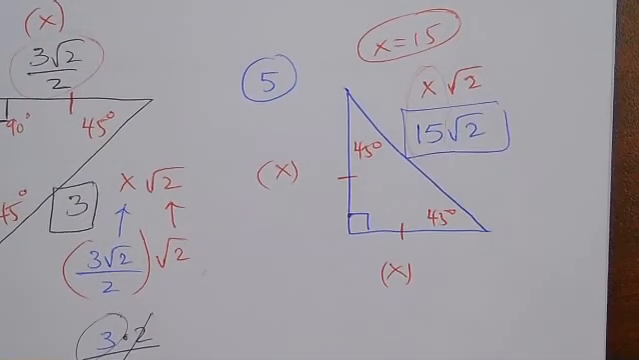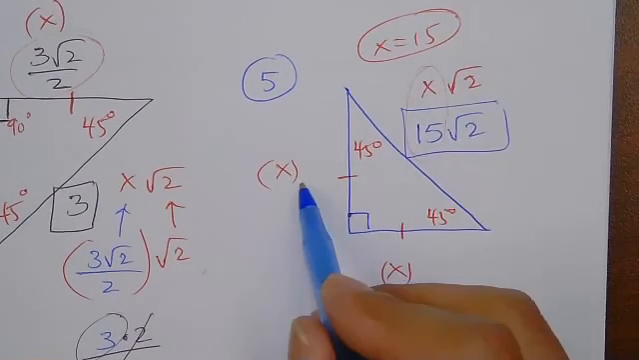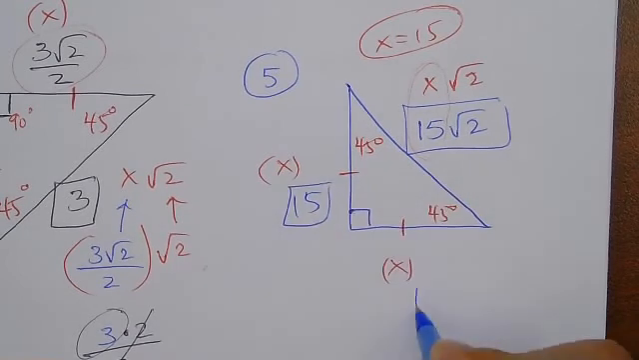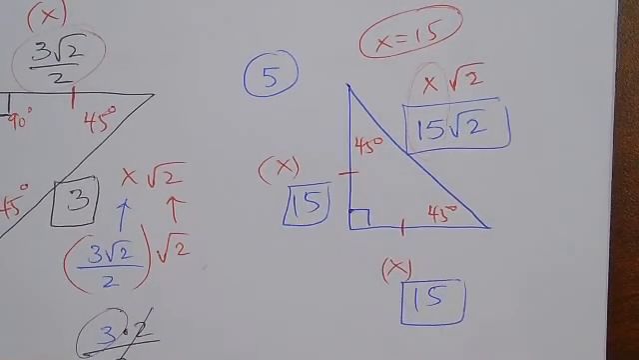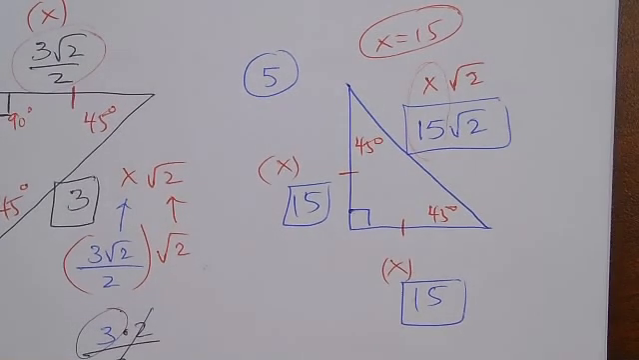X is equal to what? 15. Does that mean that this side is 15? No. This side is 15 root 2. Which side is 15? Whichever side says X. Oh, this one says X and this one says X. So guess what? This is 15 and this is 15.